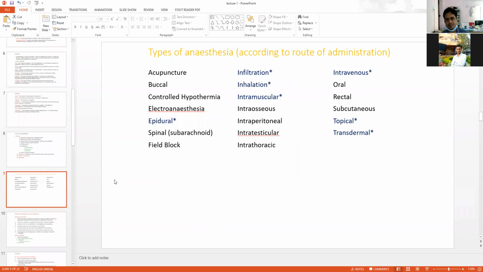Now these are the different types of anesthesia and routes of administration, in different combinations. But many times the procedures we perform are infiltration, inhalation, intramuscular, epidural, intravenous, topical, and transdermal. These are the different methods we use to give anesthesia by these routes in our veterinary profession.